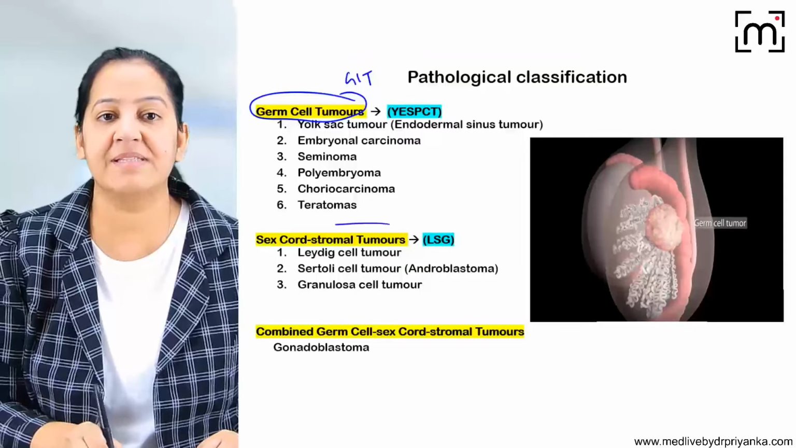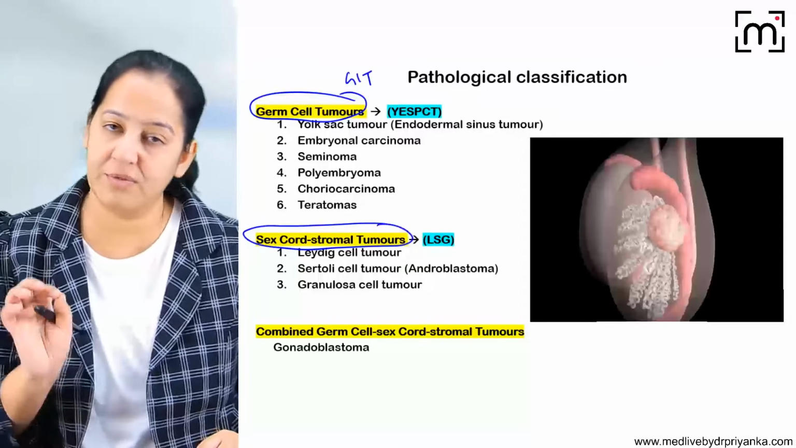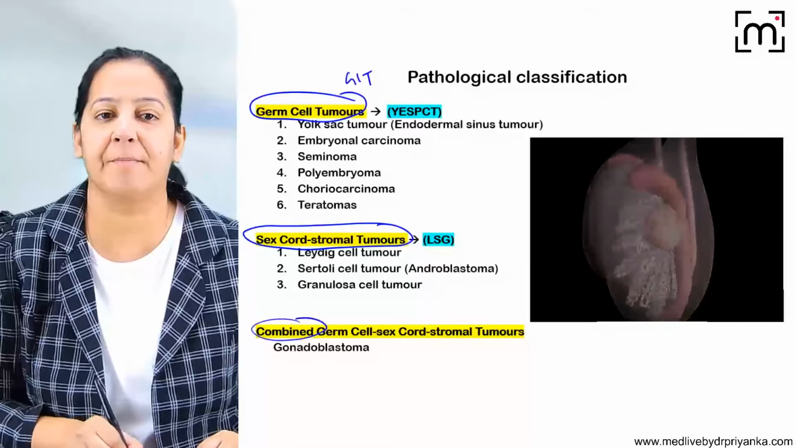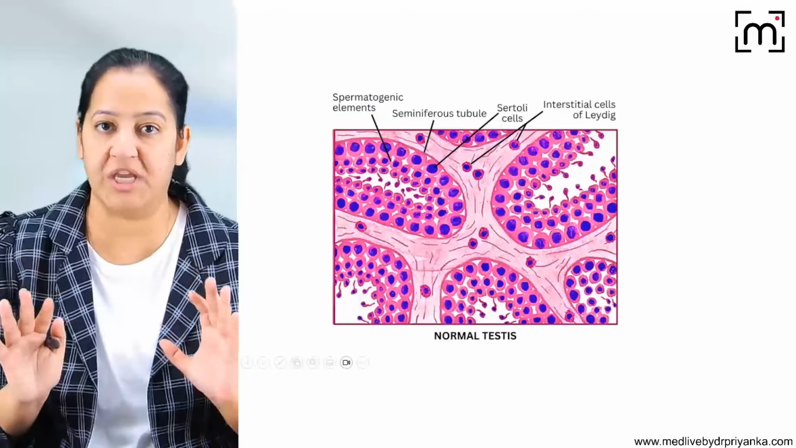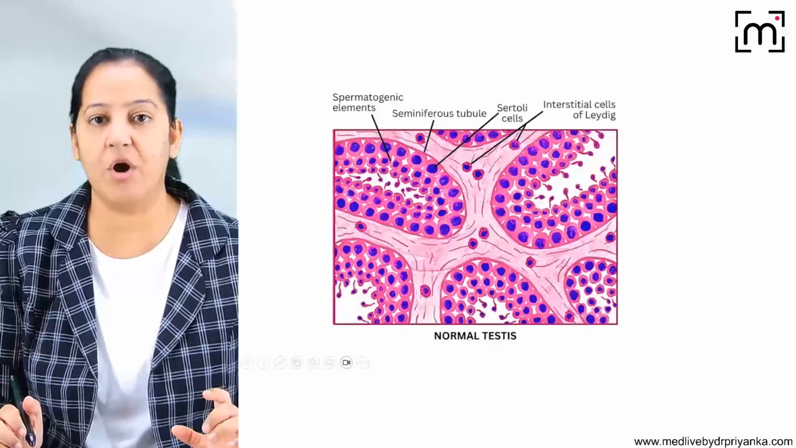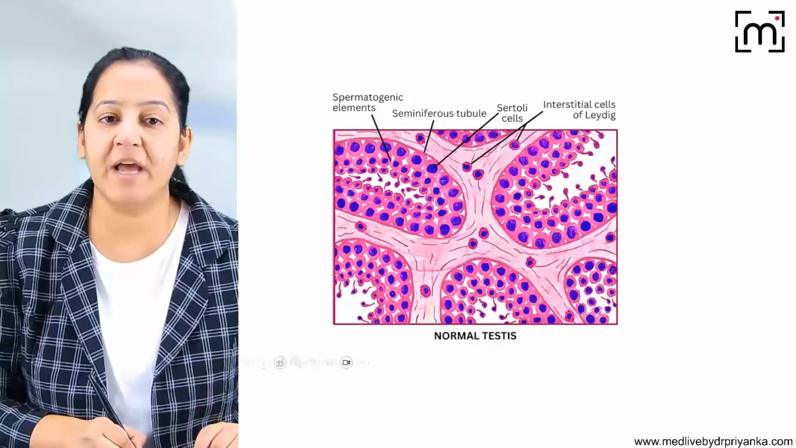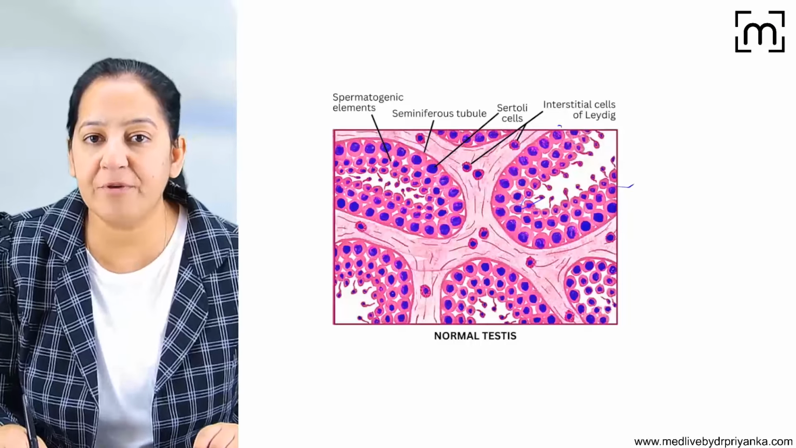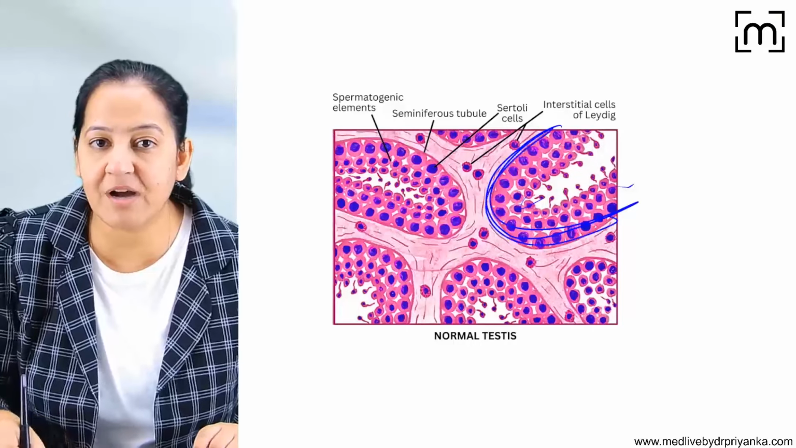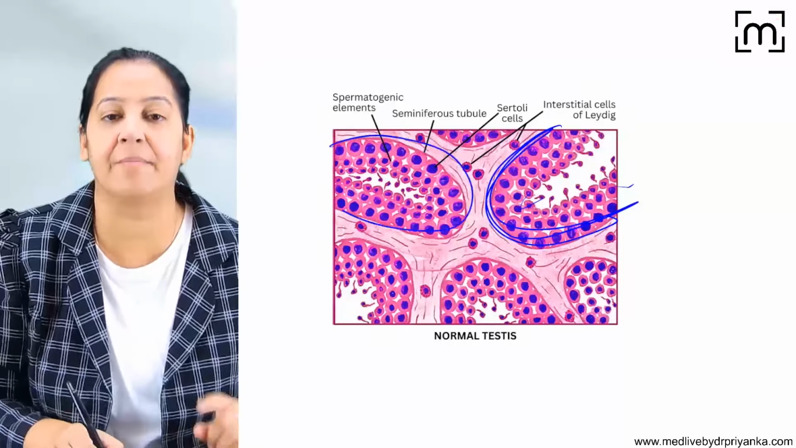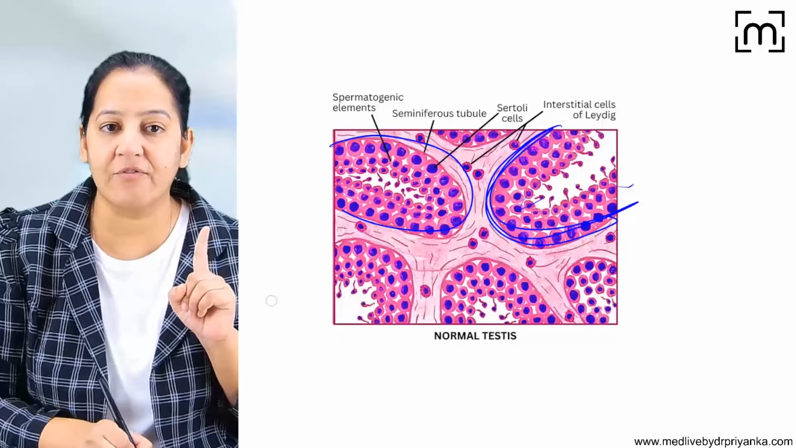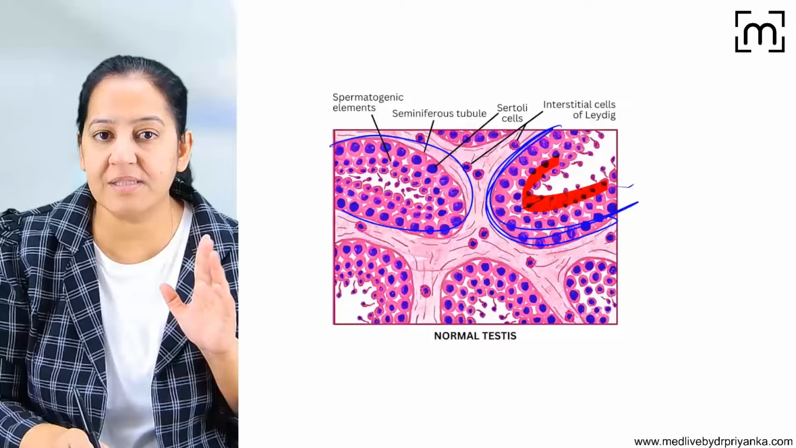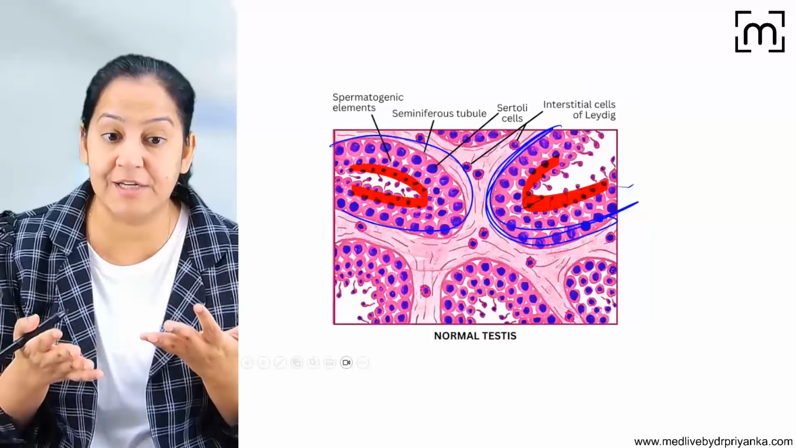So these are known as sex cord stromal tumors if they are arising from the stroma, and sometimes they can be combined. I hope you all know the histology of normal testes. In the histology of the normal testes, you can see how many types of cells are present. You can see these are the seminiferous tubules containing the germ cells inside them. So if the tumor is arising from these germ cells, it is known as germ cell tumor, GCT.